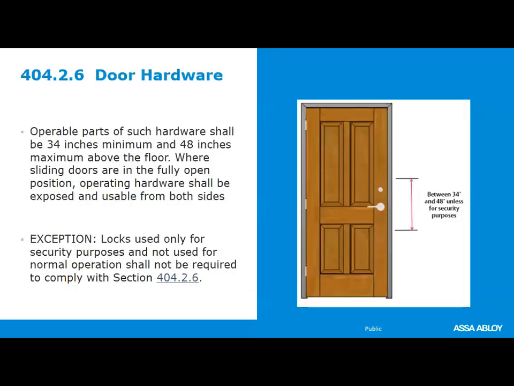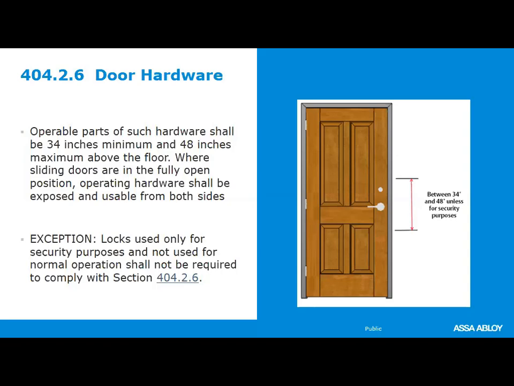Regarding the height, the operable parts of hardware shall be between 34 and 48 inches maximum above the floor. When you have sliding doors and they're in the fully open position, operating hardware shall be exposed and usable from both sides. And this matches what the IBC requires for hardware height on doors in a means of egress.